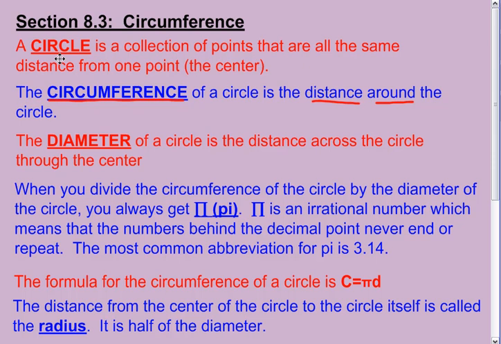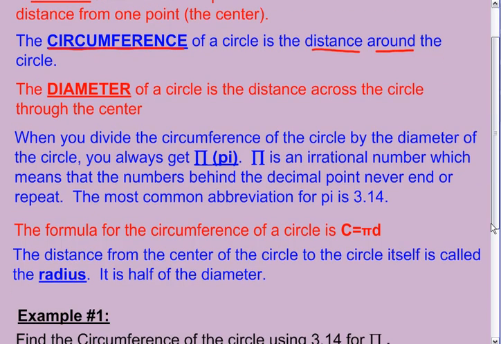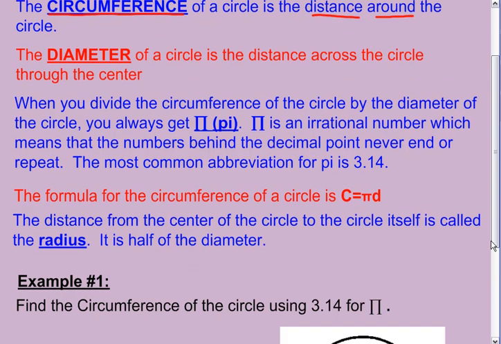Now, the diameter of a circle is the distance across the circle, but through the center. So think about this. I'm going to draw two little circles right here. This is a diameter because it goes across the circle and through the center. This is not. Why is it not, Suzette? It's not because it's not going through the center.